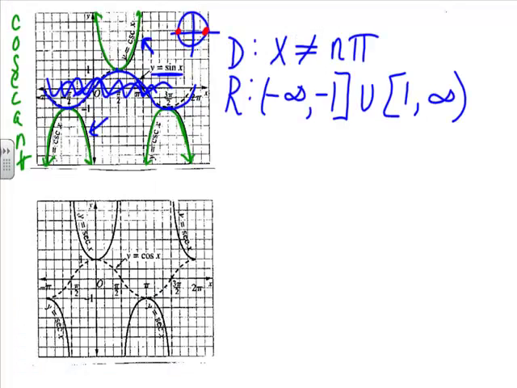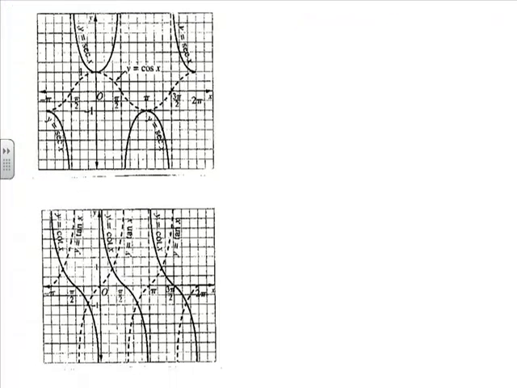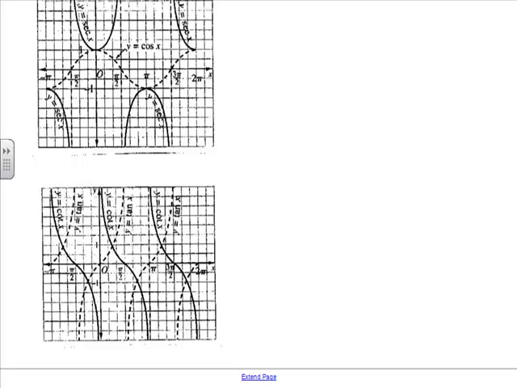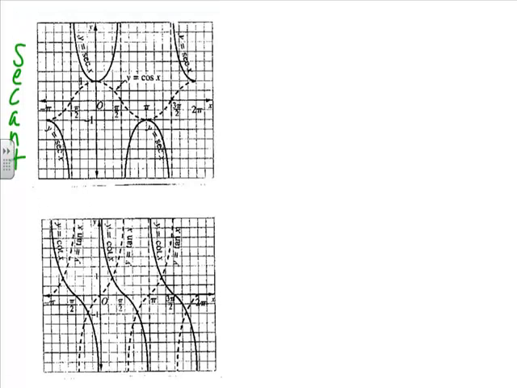Next up. The next one is the reciprocal of cosine. That is called secant. And if you want to do the same thing again, maybe grab something you can write with so you can see it a little better than what you see on the paper. Secant has a similar look to cosecant. And it's all because it is the reciprocal of cosine, which is very similar to sine.